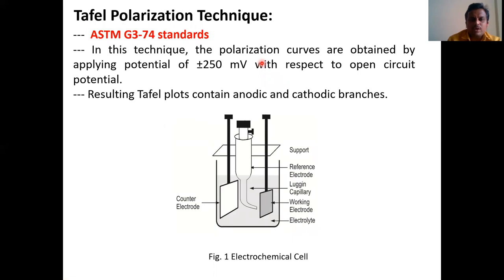The next important and widely used method is the Tafel polarization technique. It is standardized as per ASTM G3 and G4. In this technique, the polarization curves are obtained by applying a potential of plus or minus 250 millivolts with respect to the open circuit potential. The resulting Tafel plots contain anodic and cathodic branches.